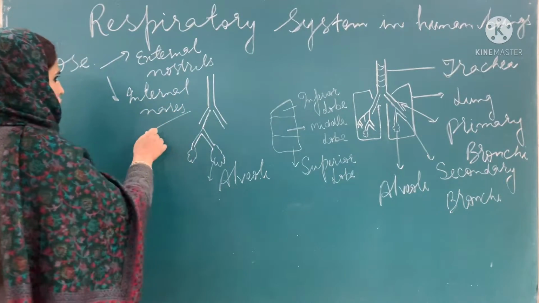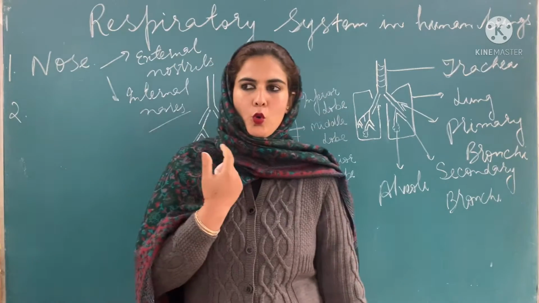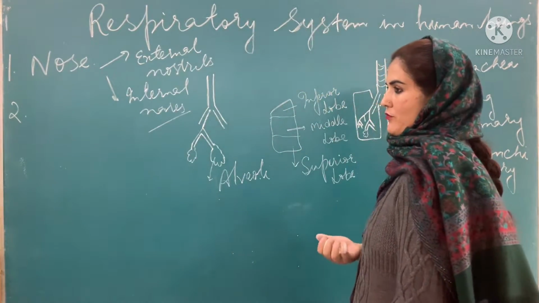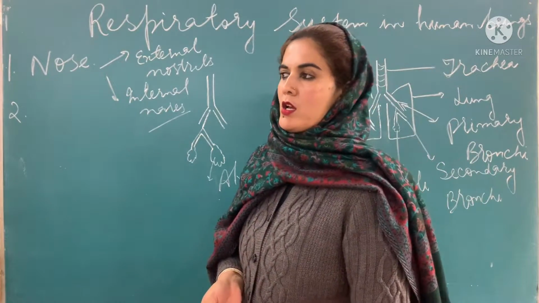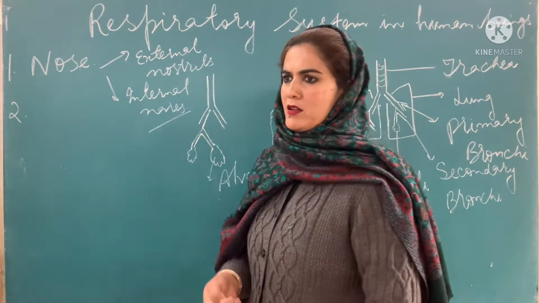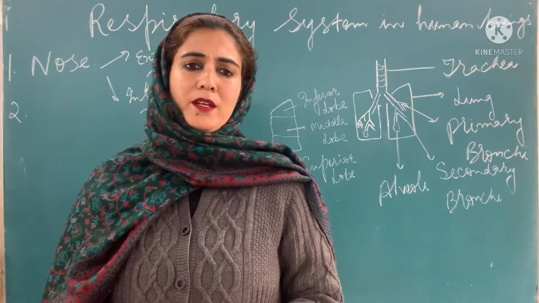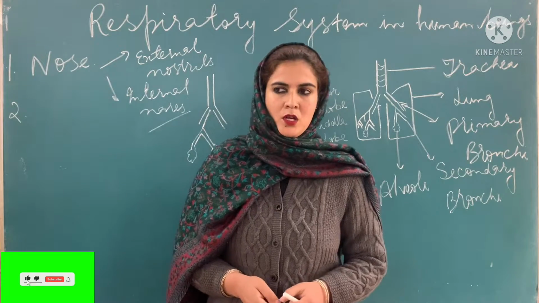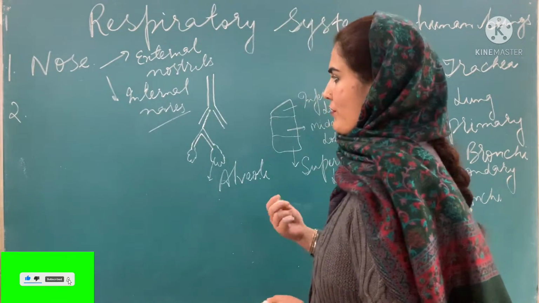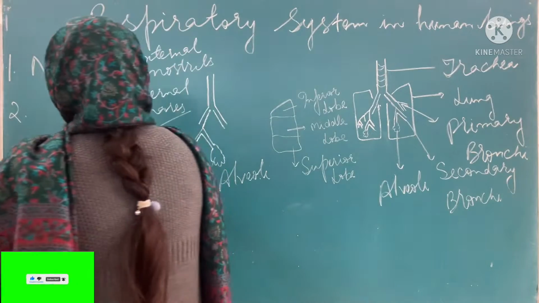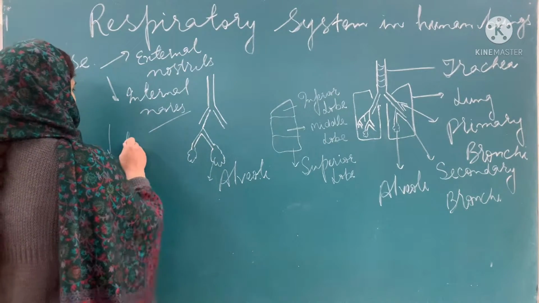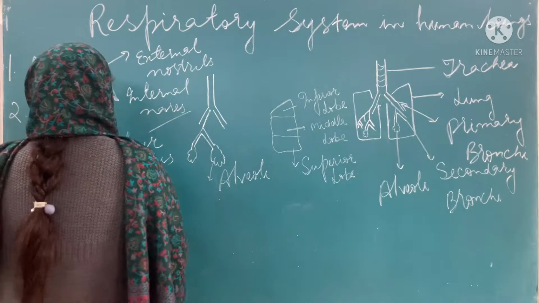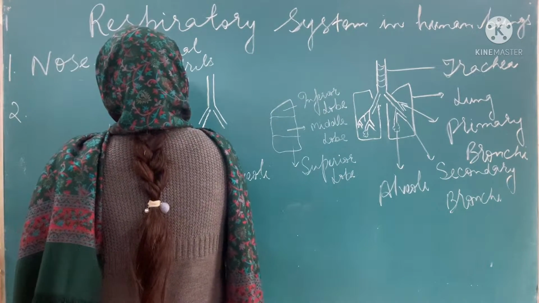So external nostrils, these are the openings below the nose, okay? Basically it's an opening from which you inhale the air. And then we have two nasal chambers, which are divided by the nasal septum. So inside the nasal chambers, what do we find? Inside the nasal chambers, mucus is present, and olfactory epithelium is present.